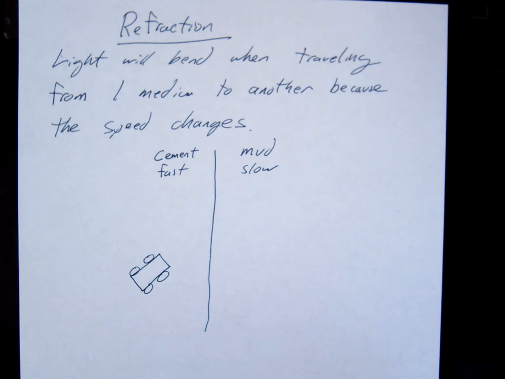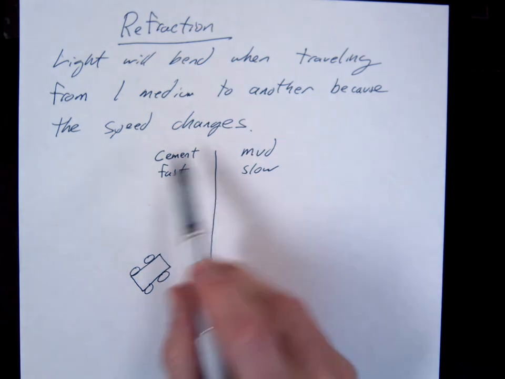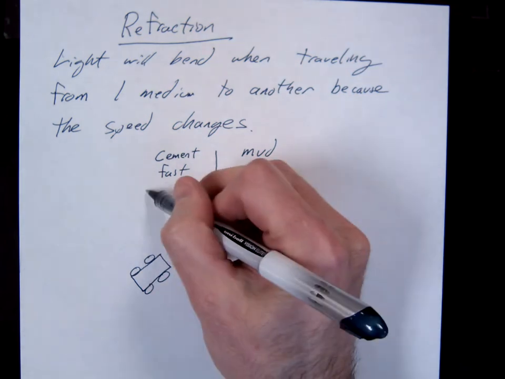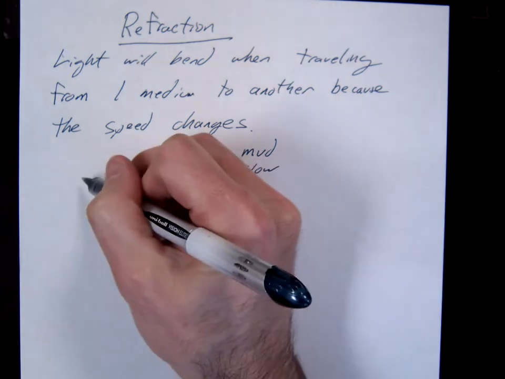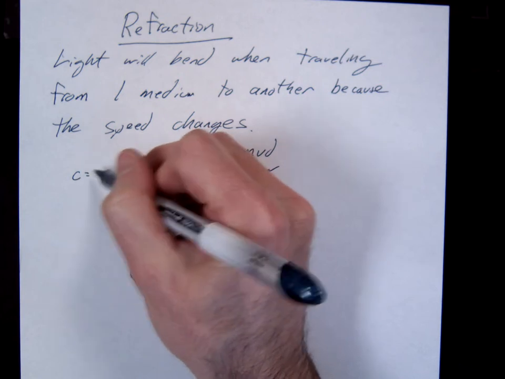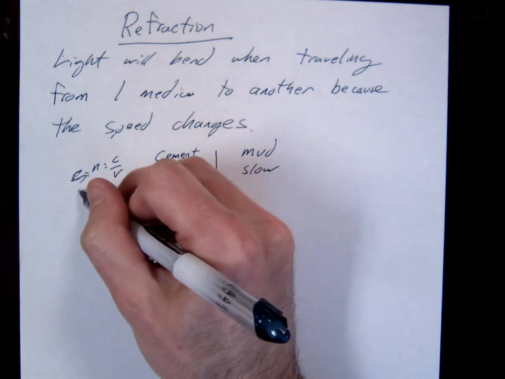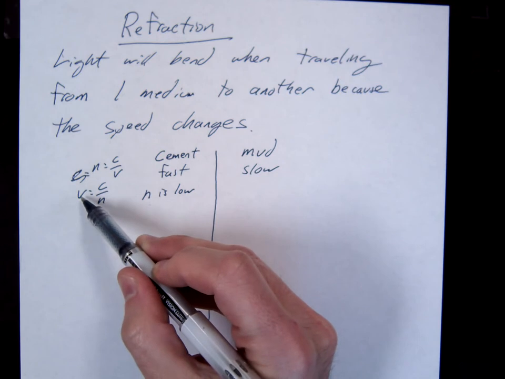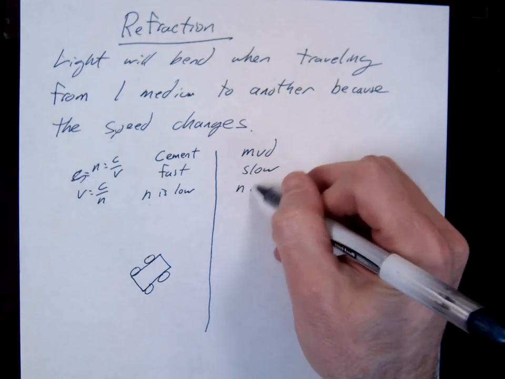Now with light, how does the index affect the speed? If we're in a fast region, are we going to have a high index or a low index? Low index. So n is low. Remember, there's this inverse relationship. So n equals c over v. Okay, actually I should have written it like this: v equals c over n. So as n increases, what happens to v? Decreases. So it's this inverse relationship. So n is low, here n is high.